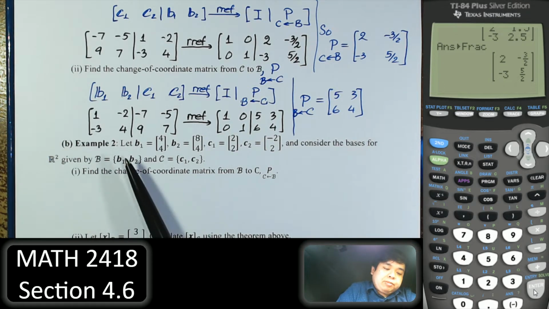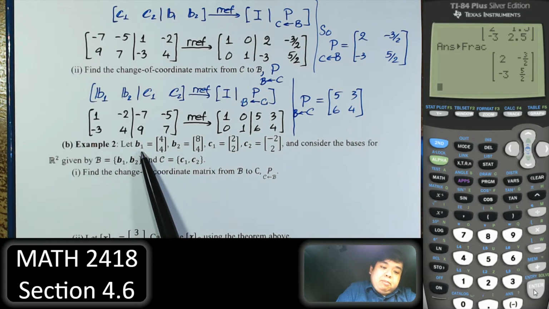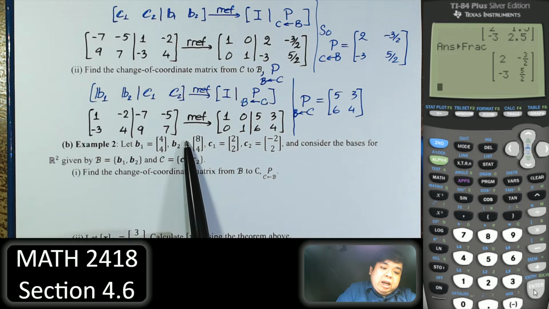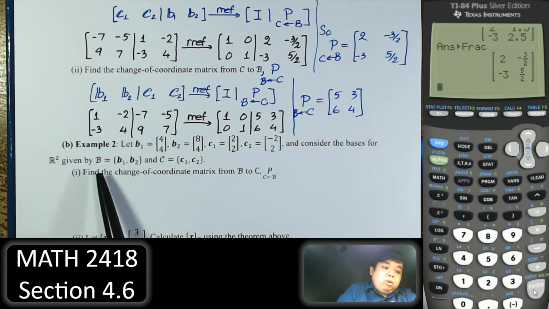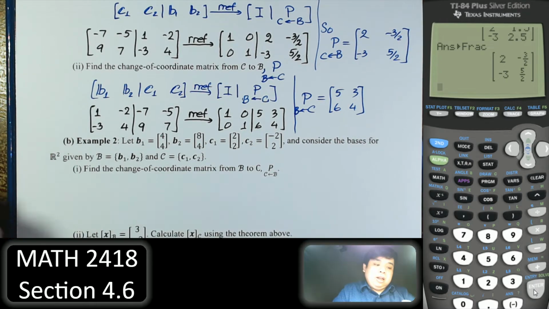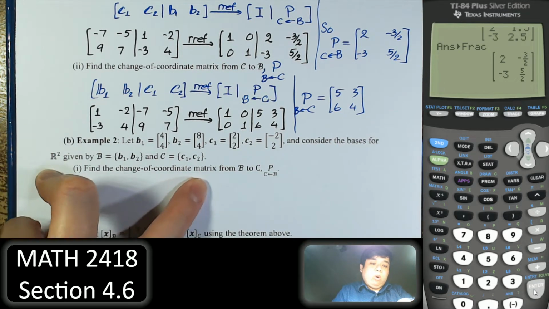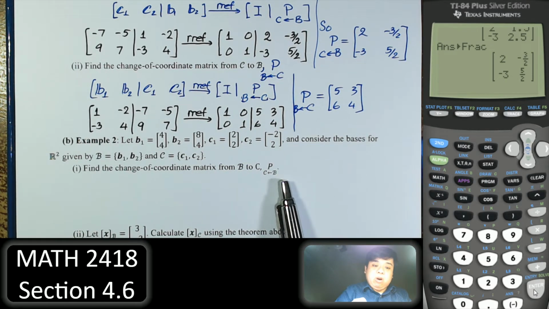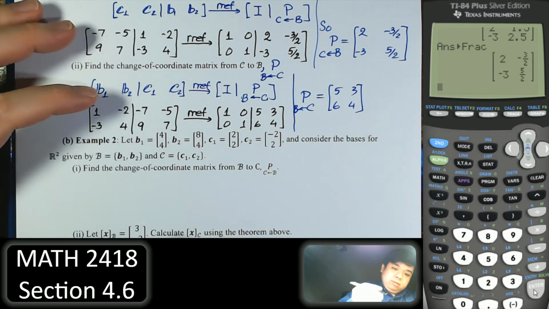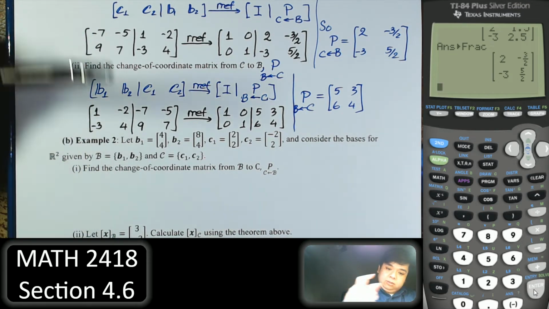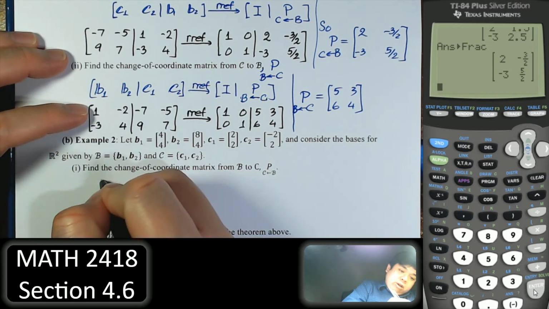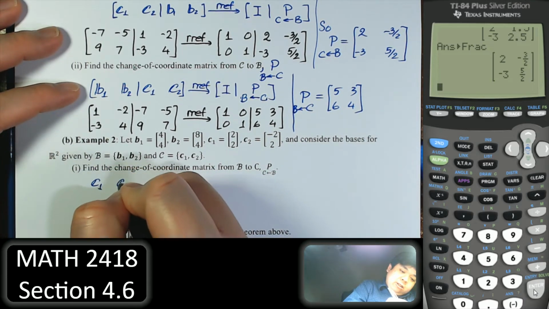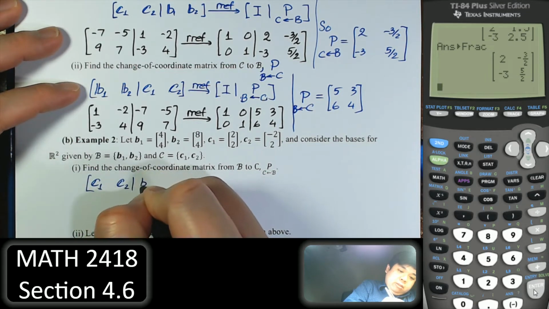Simple enough, right? Next, let B1 be 4 4, B2 8 4, C1 2 2, and C2 negative 2 and 2, and consider basis of R2, basis B, basis C. First, I'll find the change of coordinate matrix from B to C. Of course, we're going to put C on the left and B on the right and reduce to row echelon form.